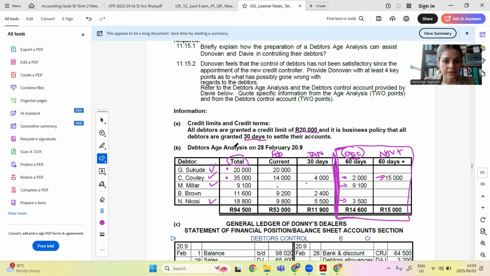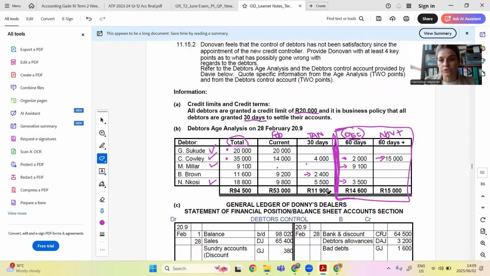So B. Brown, we just need to keep an eye on. For now, we are happy with B. Brown because his account has been outstanding for 30 days. He's not really close to the credit limit. However, we're just going to keep an eye on him during March to see if he actually makes payment for this 2,400. So that's how we look at the debtors age analysis.